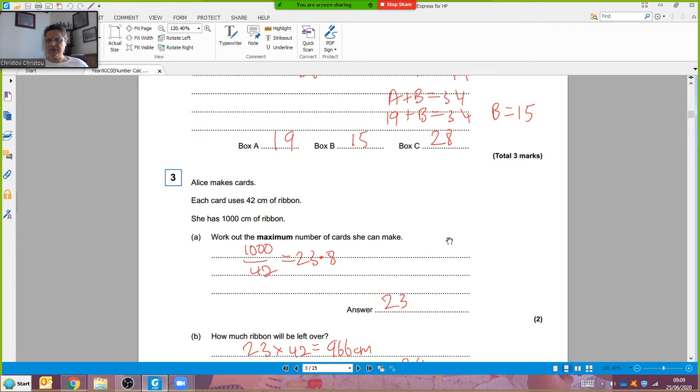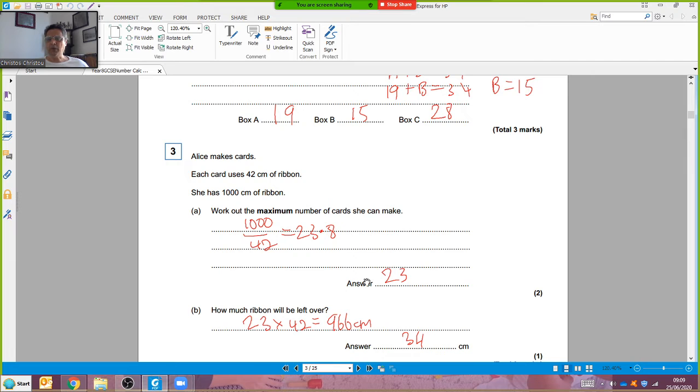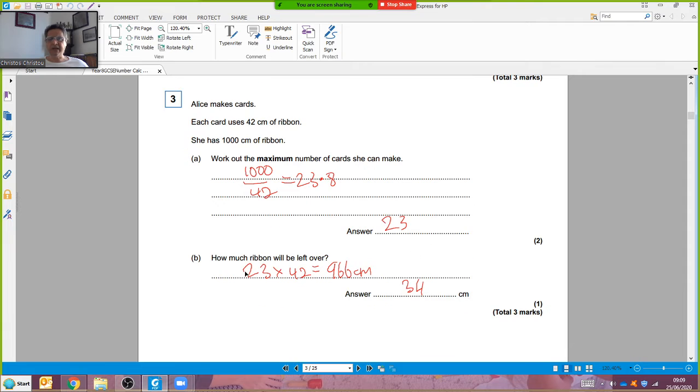How much is left over? Well, I know I'm going to make 23 cards, and each card requires 42 centimeters. So that comes to 966 centimeters, and I've got 1,000 centimeters. I've got 34 centimeters left by subtraction. I believe that should be worth 2 marks, but I'm not AQA, I'm just a regular teacher. Is that all right? So there it is, 34 centimeters. Many of you put down 0.8. I can see why you did that, but that 0.8 is not centimeters of ribbon, it's 0.8 of a whole card. So there it is, 34.